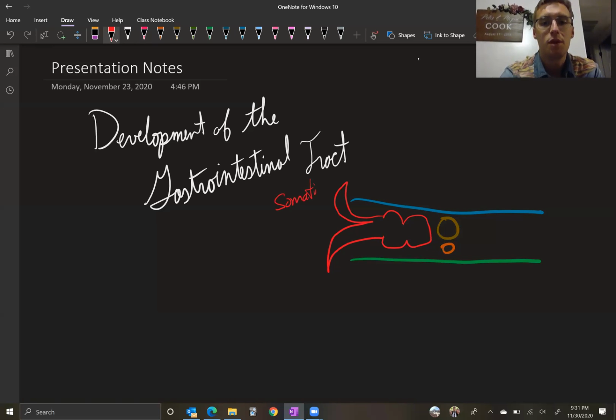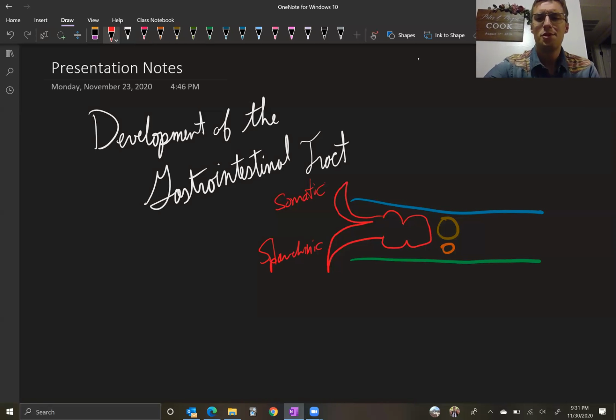The reason I'm doing this body folding background is because the somatic and the splanchnic mesoderm will be the covering around the gut tube. They'll eventually develop that layer as well as the outer coating of what's called the peritoneal cavity. We will get to that information a bit more later on. But for now, just remember these somatic and splanchnic layers and their value in what we're about to talk about.